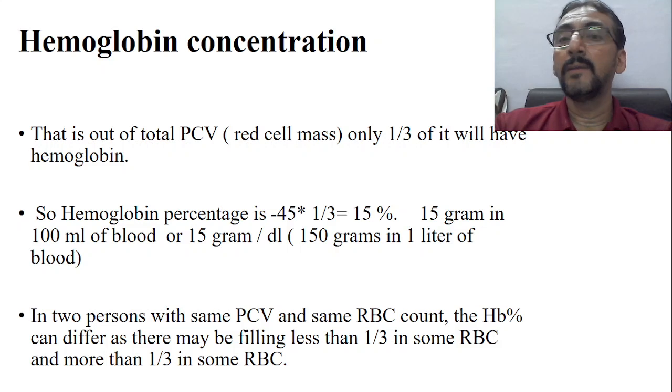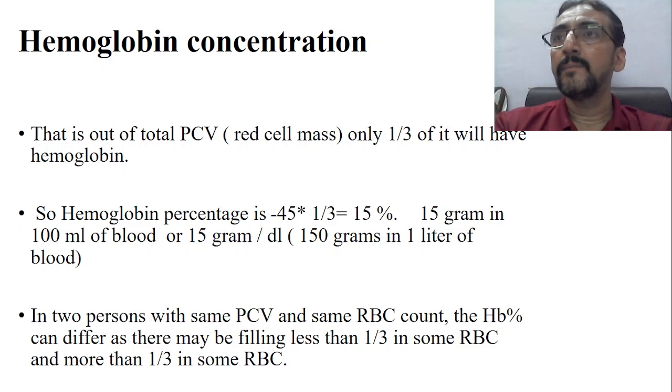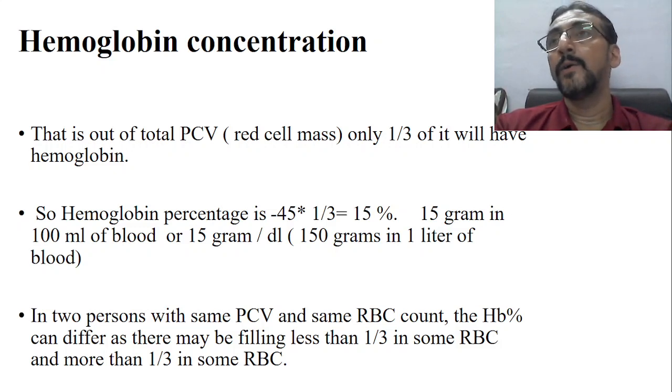What is PCV? PCV is something like 45%. All the PCV is nothing but red cell mass together. But although it is 45%, how much hemoglobin is present? Hemoglobin is present in only 1/3 portion of this 45%. So hemoglobin percentage is 45 into 1/3. Okay, तो total hemoglobin percentage, अगर मैं 100 ml ब्लड लिया और उसका जो PCV है 45%, उसमें एक्चुअली हीमोग्लोबिन कितना है? 1/3 है ना.